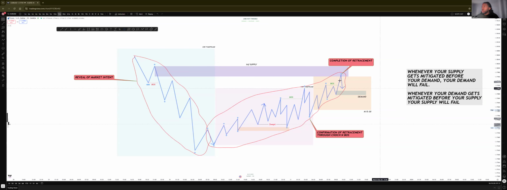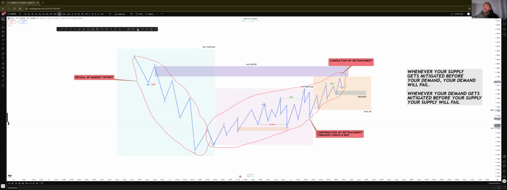If price comes into your supply before your demand, your demand will fail, because price has now activated more selling pressure, more seller orders to come down on your demand. If price was to do this instead, reach this region, does not tap into the supply, gives you a break of structure, and starts coming back to your demand, then you can say yes, your demand will give you the reaction you're looking for to buy up.